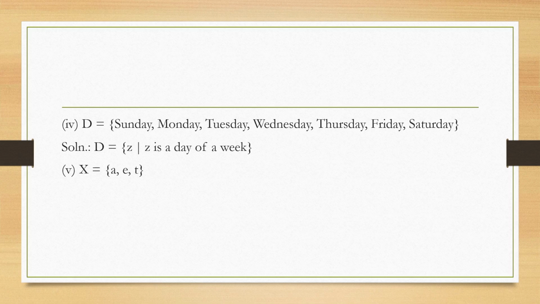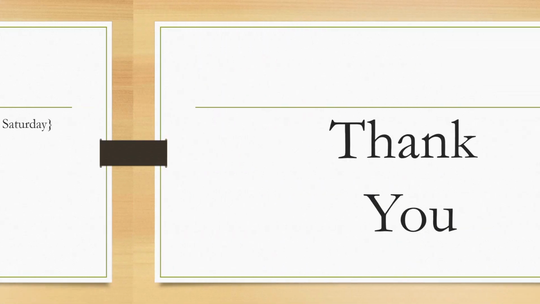Next, x is equal to curly bracket open a, e, t, curly bracket close. As you can see, it is the word eat. So how will we write? Solution: x is equal to curly bracket open y such that y is a letter in the word eat, or tea. It can be formed as tea also.